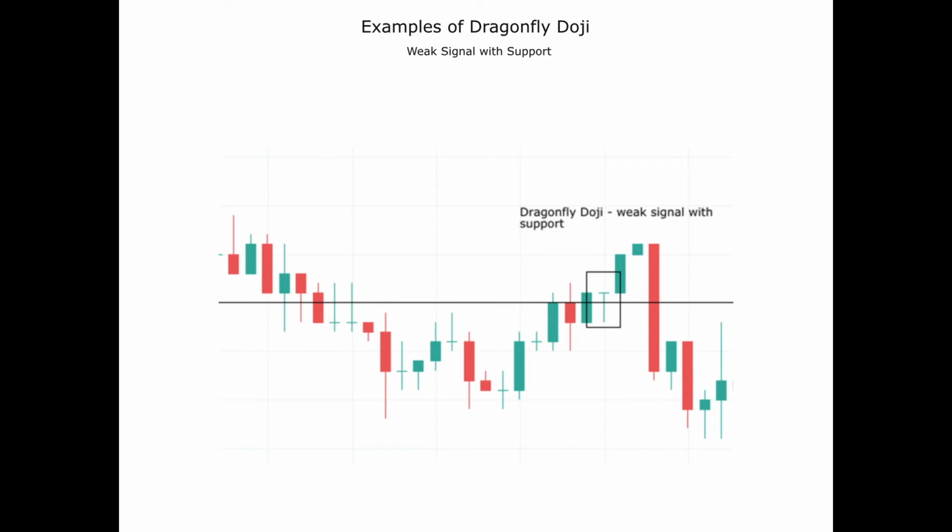In this example, we will highlight the weak signal with support, following on from the previous example. By filtering trades using another indicator or support level, you are able to enter a trade more accurately. In this example, the trend continued for another 2 trading days.